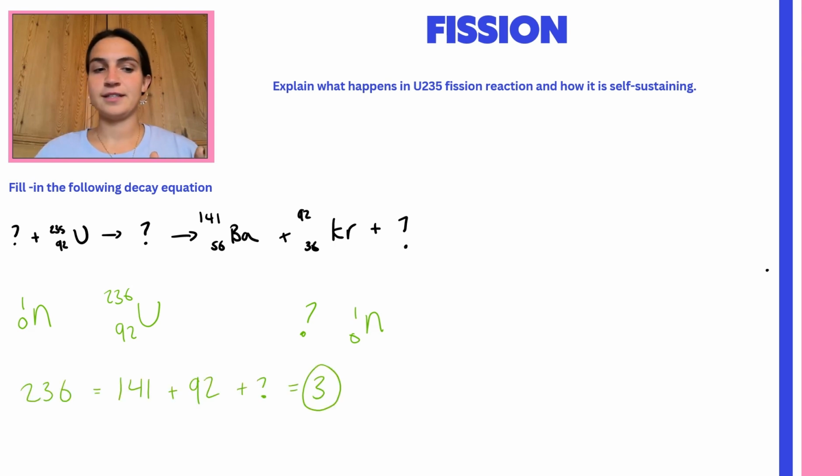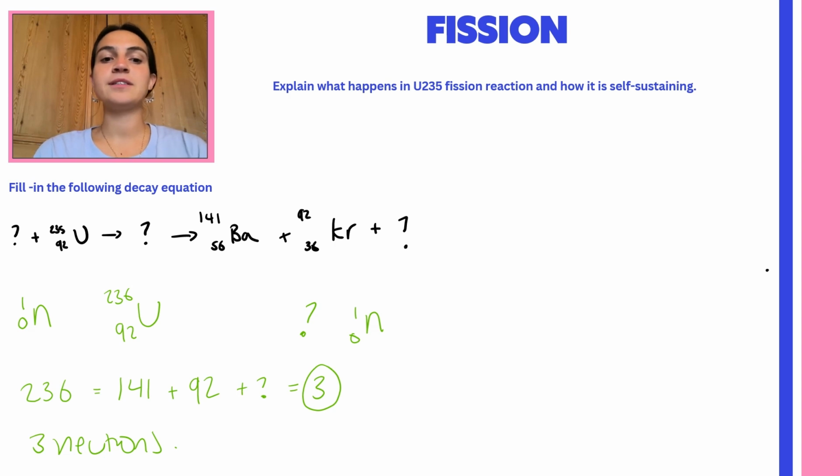So on my left hand side of my top line of maths, I've got 236 equals the 141 from the barium plus 92 from my krypton plus, well, if I do those sums, I get 236 and 233 on my right hand side. So I need an extra 3 there on my top line of maths. Now, as a neutron has that number 1 on the top line, then I would need 3 neutrons to make that extra 3 for my mass number on my right. So that tells me that this reaction releases 3 neutrons.